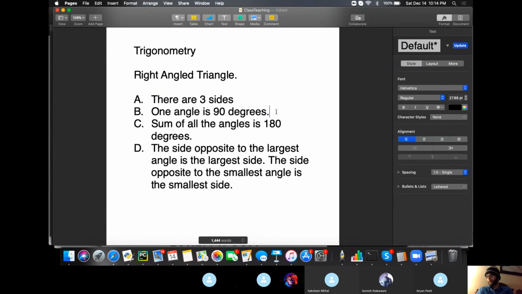So what I was saying was, in a right angle triangle, the largest angle is going to be 90 degrees. And in a right angle triangle, in any right angle triangle, you cannot have an angle that is more than 90 degrees. Can somebody tell me why?